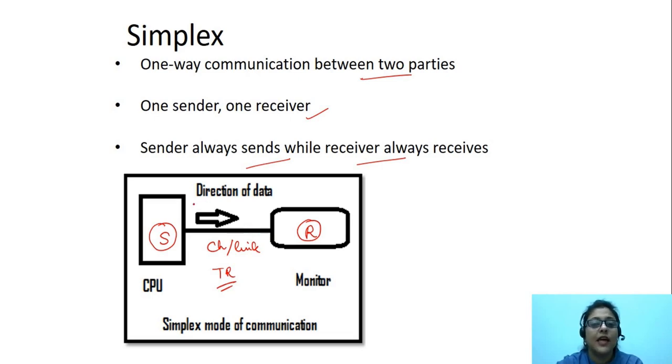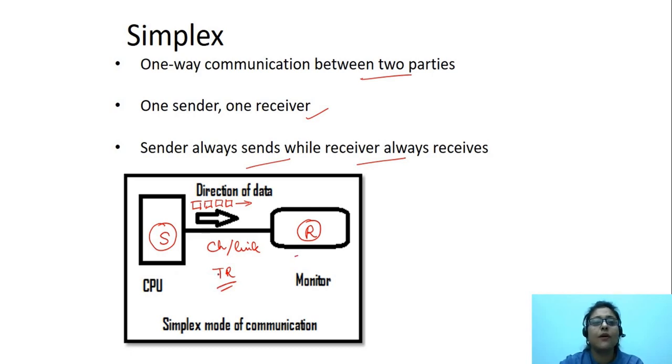You can see here that this data, which may be in small sized packets consisting of a few bytes of information, can flow only in one direction from the sender to the receiver. So the sender always sends and the receiver always receives.